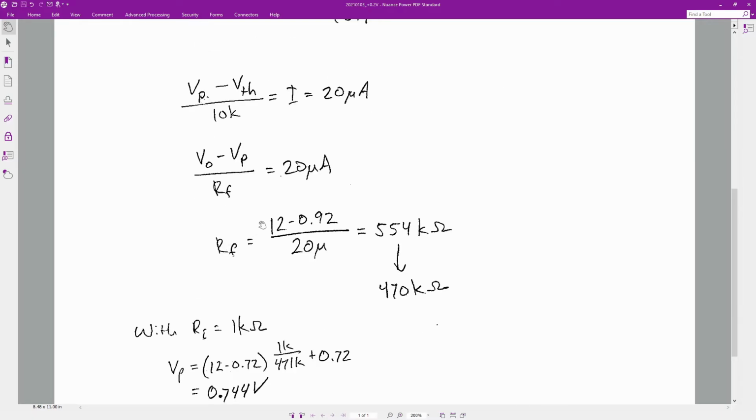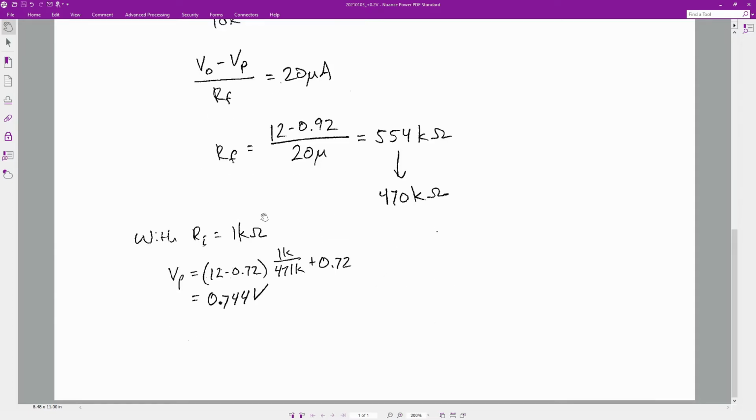Then I know that RF is the voltage across it divided by the current through it, which is 554 kiloohms. The closest value I have in my bin is 470 kiloohms. To verify my range of input threshold voltages, I set my potentiometer to 1 kiloohm and recalculated. I found that the input threshold was 0.744 volts with 1 kiloohm at the input. So that means I should be able to adjust my hysteresis from about 2 degrees up to around 20 degrees.